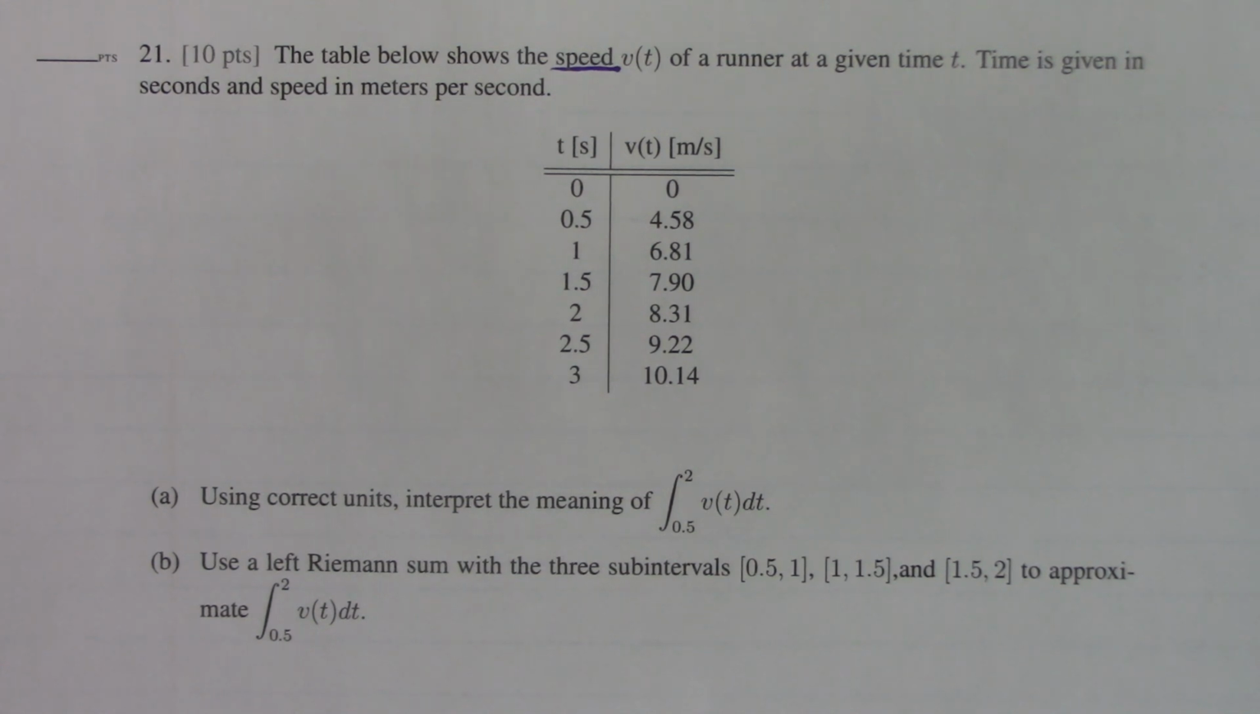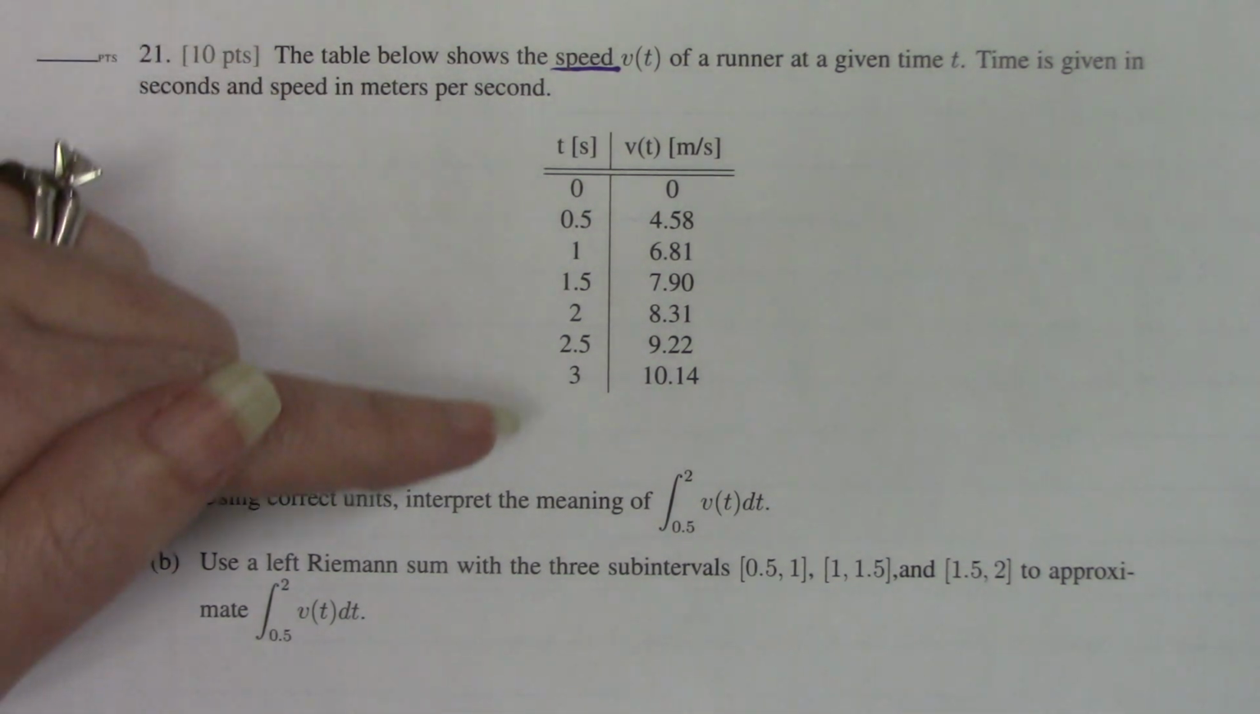And velocity is a signed quantity, meaning it's got the speed plus the direction. So it can be positive or negative. That's important because if we do something like area, integrating speed is going to be a total area situation, whereas if you're integrating velocity, that's a net area or signed area situation. So it's important to identify that this is speed. And it says the time is given in seconds and the speed is given in meters per second. So we have a table of values.